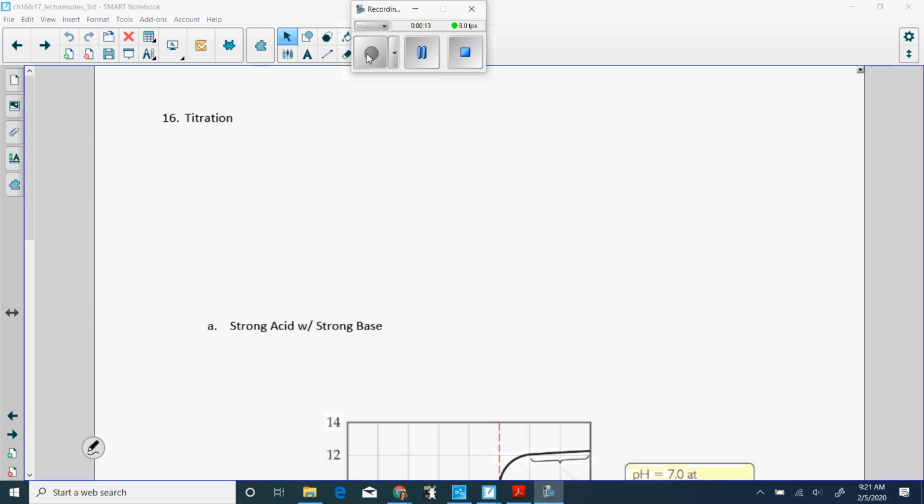Okay. Our lab and our last part of this unit is that titration. We have titrated before. We did that at the beginning of the year when we learned solution math and titration math. The math part of it really isn't going to change.